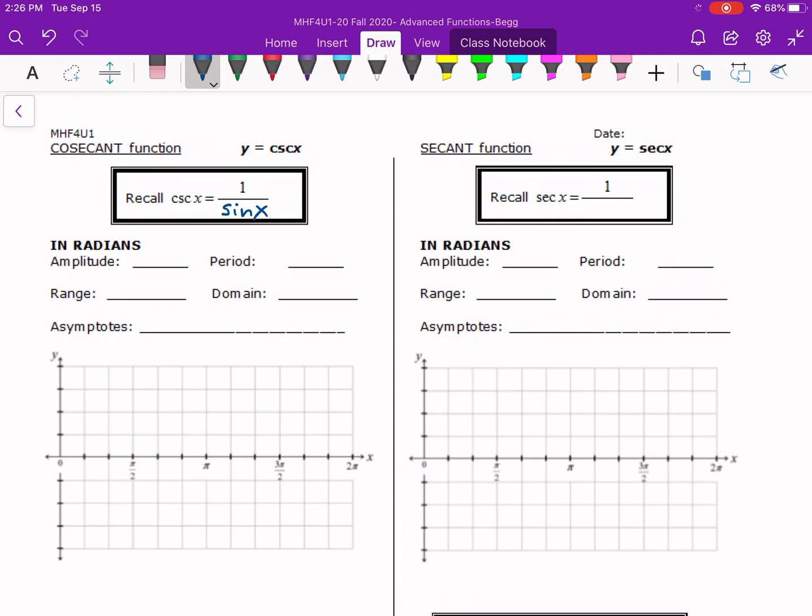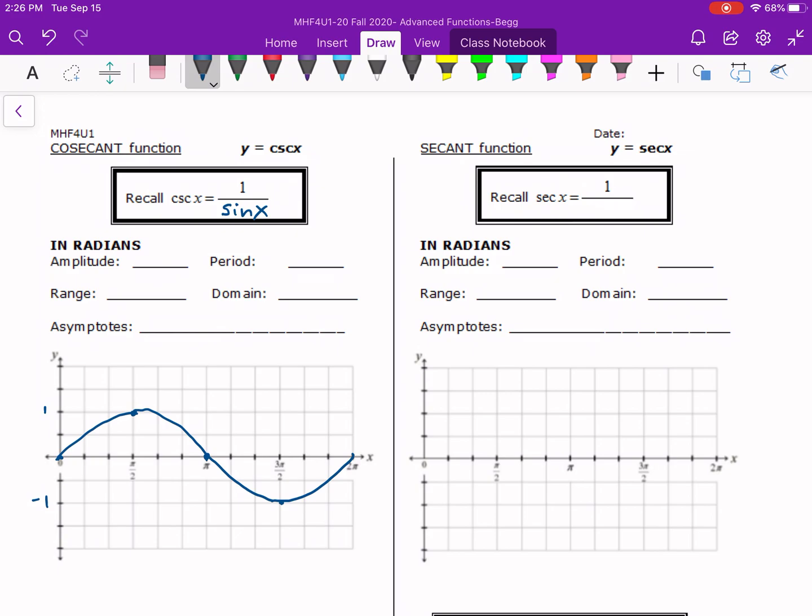So it's easiest to do a cosecant function if I just sketch the sine function first. So I'll do that in blue. So again, 0, 0, pi over 2, 1, and so on. Here's my sine function. Doesn't take long to get a little sketch going there. But now I'm going to take each one of these y values and do 1 divided by it.